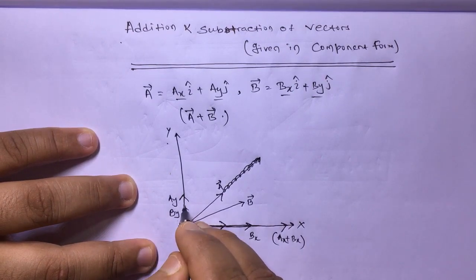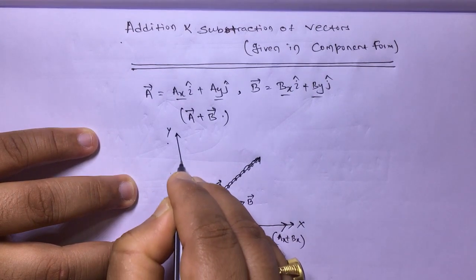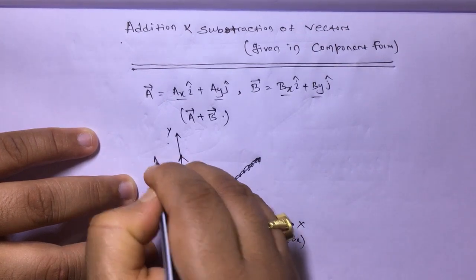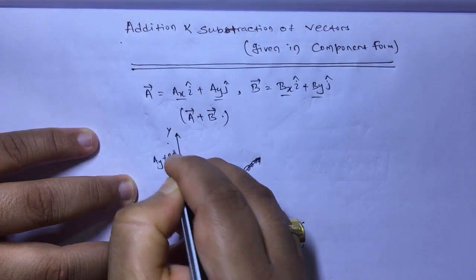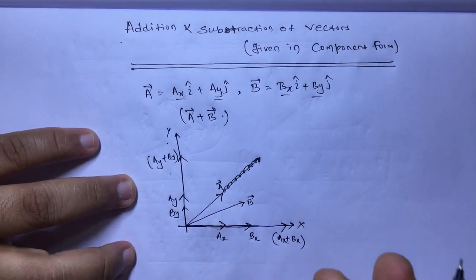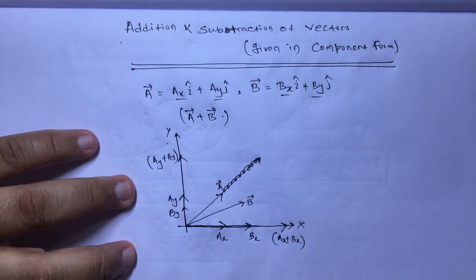Similarly, these two vectors are having 0 degree with each other. So if you add the vectors, again it will be simply addition, ay plus by. No need of vector addition or special formula, because the angle is 0 degree.